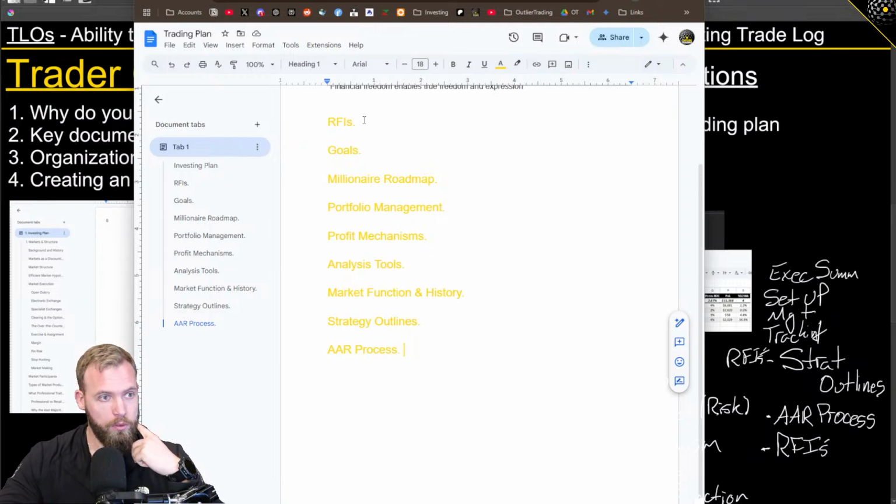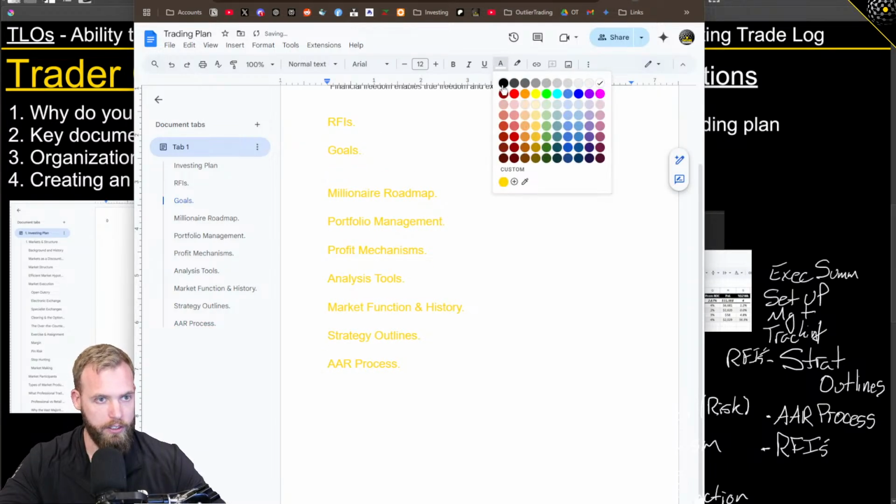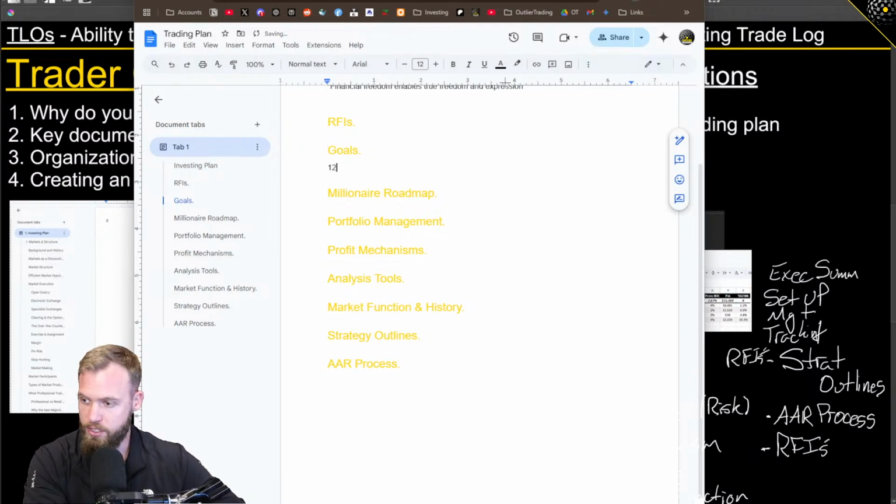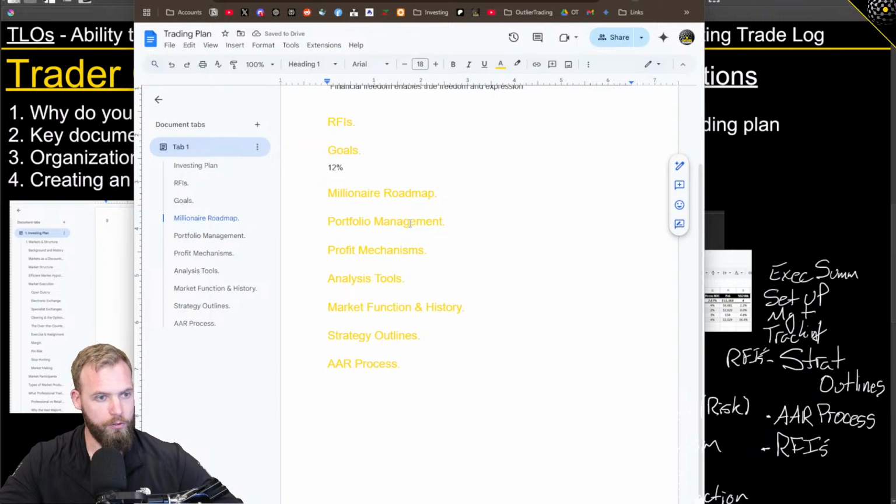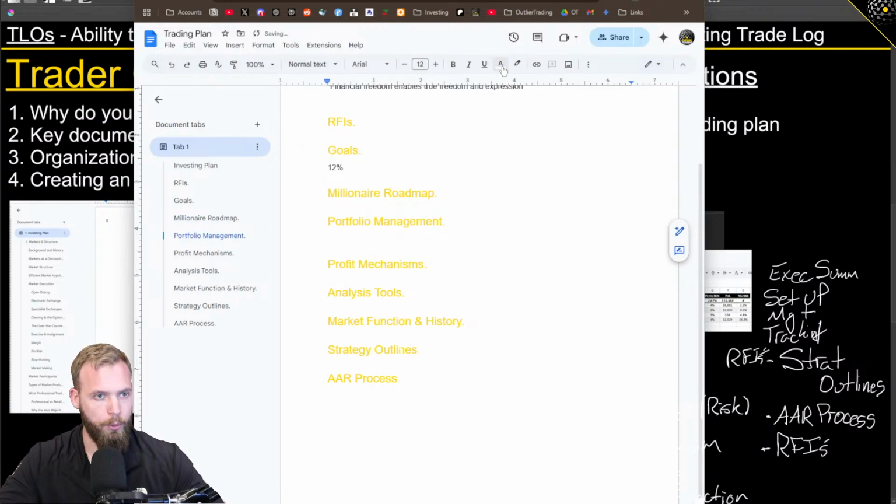So now we have literally the start of a trading plan. You just started a trading plan. We now need to figure out and fill in these key sections. So for our goals, I'm not going to fill in all of them because it's going to take too long. But essentially, we know that we want to have a 12% target. We already have the details from our millionaire roadmap. You could take a screenshot, drop it in there, whatever makes you happy. Portfolio management. There's a couple key sections here.